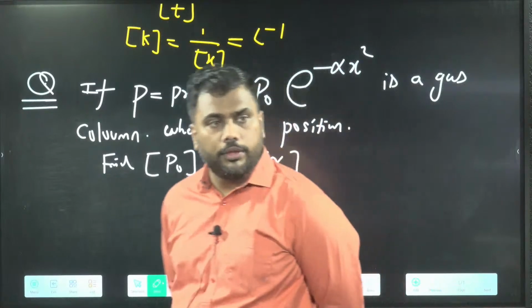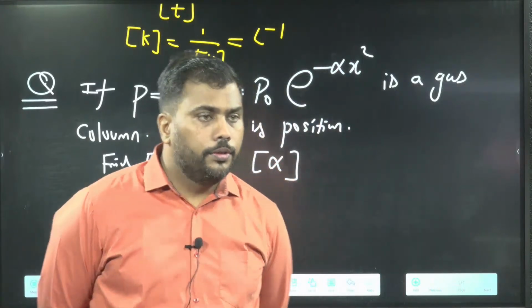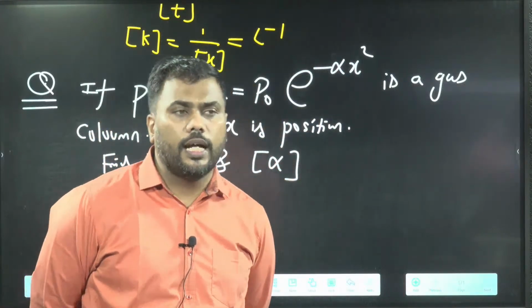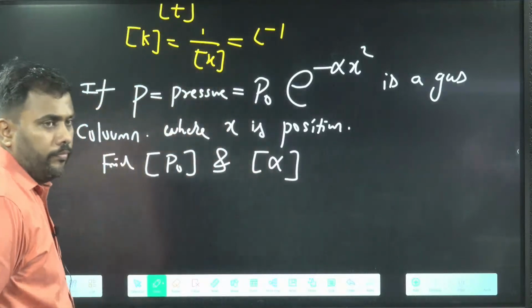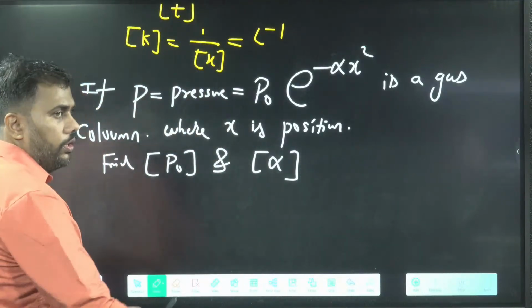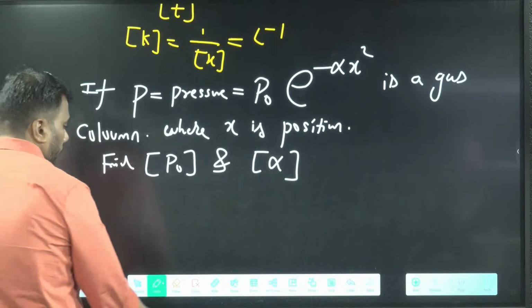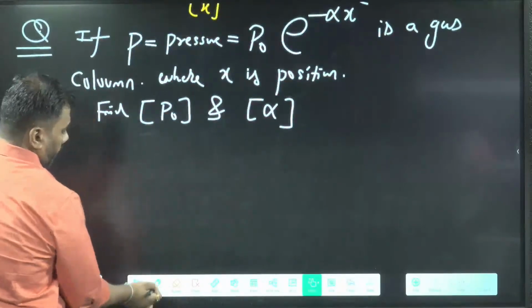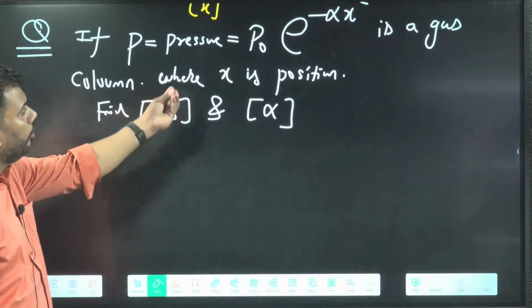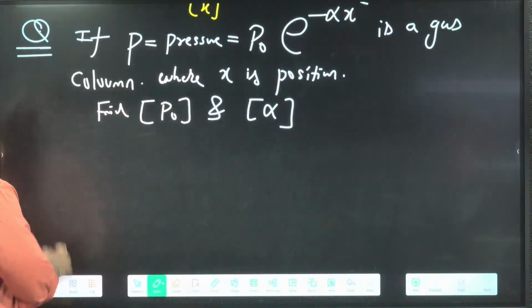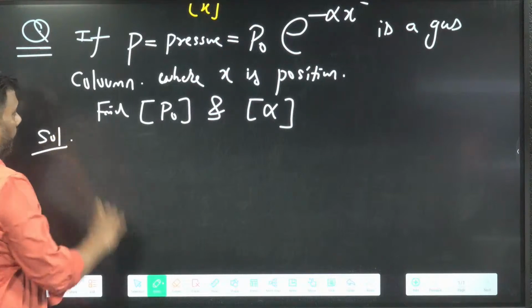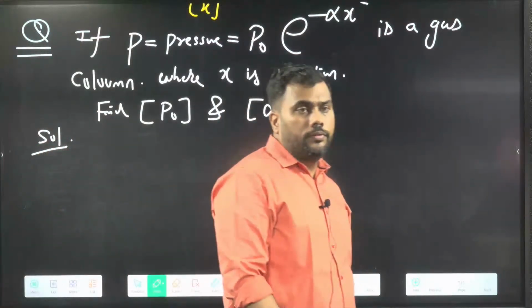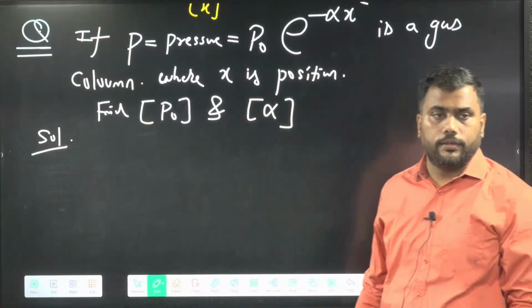Yes, alpha dimension is correct, Rakesh. Blessy, yes. I'm also asking the dimensions of P naught. Give me the dimensions of P naught and alpha.